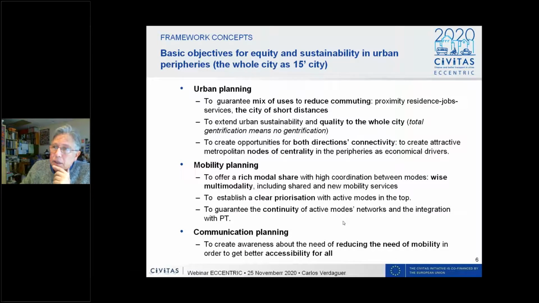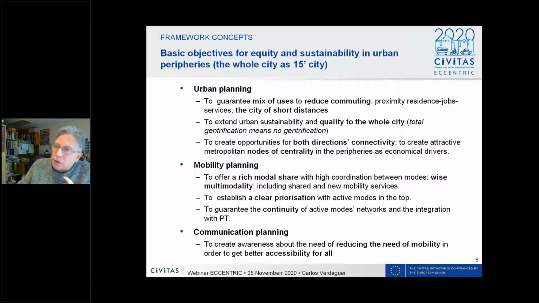Regarding communication, this is a problem of publicity, marketing together. We have to create awareness about the need of reducing the need of mobility in order to get better accessibility for all. And one idea I think it's important to say is that there is not such a thing as a right to mobility. It's a right to the city, but not a right to mobility.